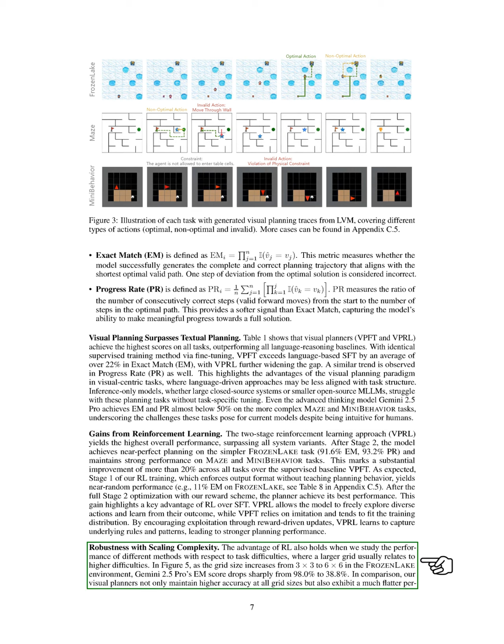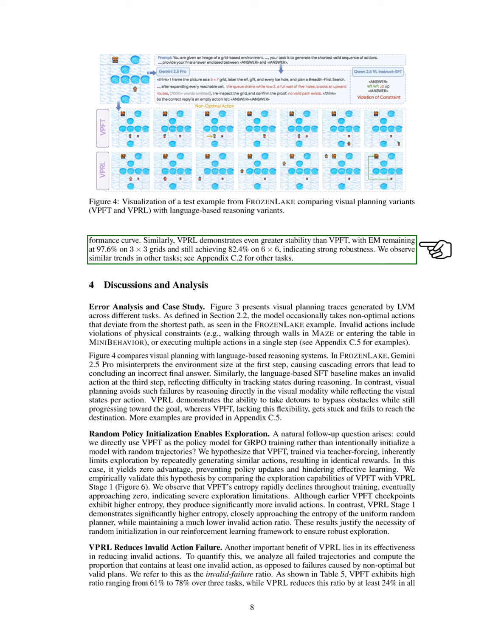We also find that the benefits of RL persist as we increase task difficulty. As the grid size in FROZENLAKE grows, the performance of other models declines sharply, while our visual planners maintain higher accuracy and stability. VPRL shows even greater robustness, achieving strong results across different grid sizes. We observe similar trends in other tasks, with more details available in the appendix.